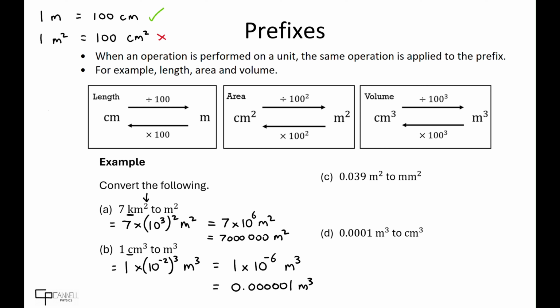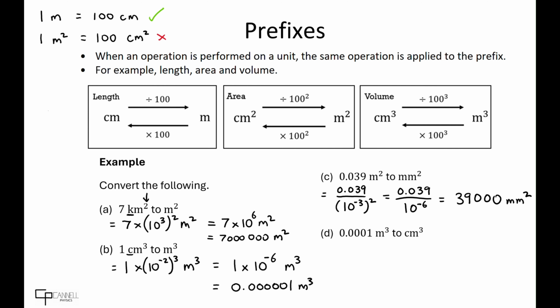That being said, let's solve question C. As usual, we write the number. But this time we divide the factor for the prefix, which is 10 to the negative 3, because we're trying to convert to milli. And we also must square it, because it is square millimeters. Simplifying gives 0.039 over 10 to the negative 6. And in our calculators, we get 39000 square millimeters.